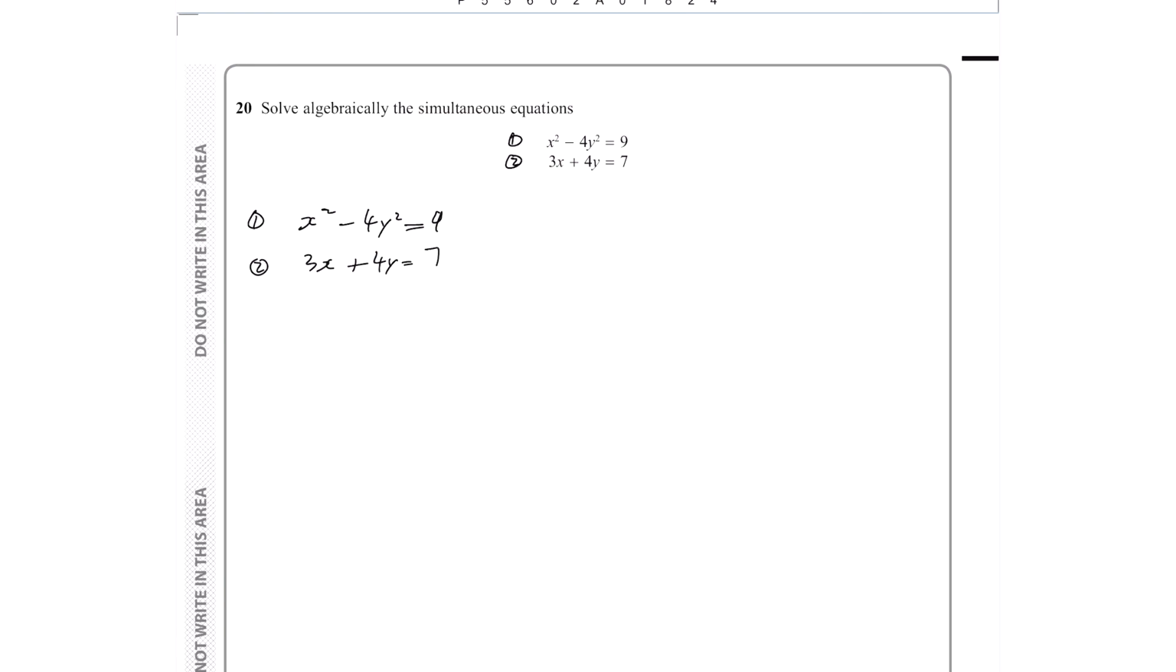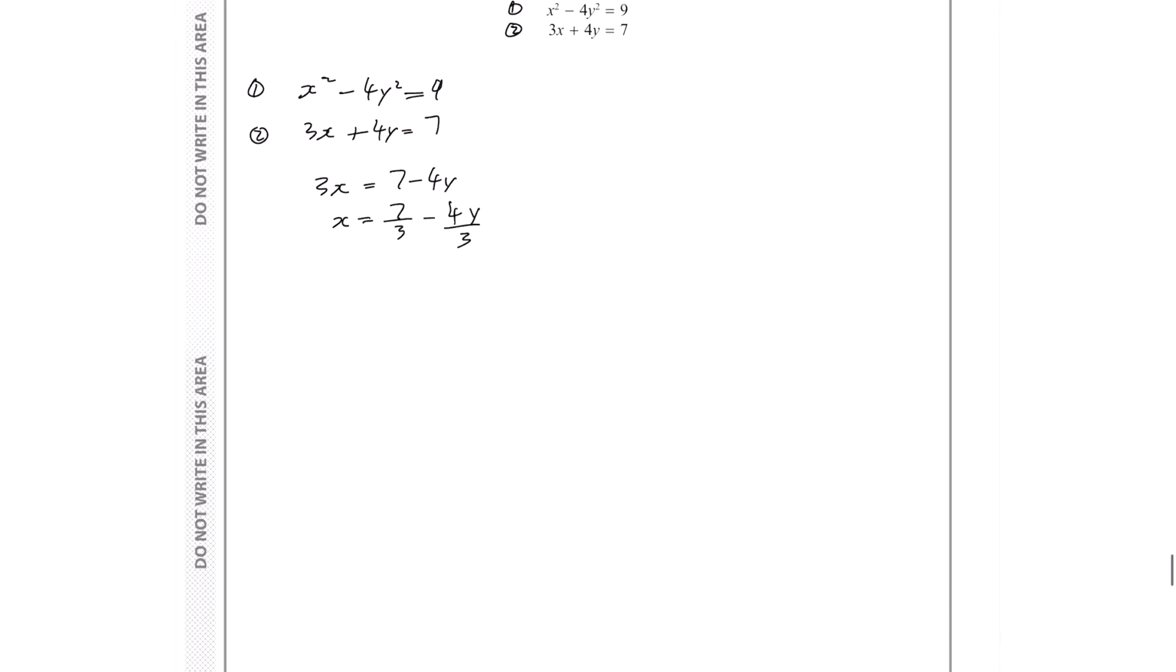So here I want to rearrange it for x or y and then substitute them in. So I'm going to rearrange this for x. So we have 3x is equal to 7 minus 4y, and x then becomes 7 over 3 minus 4y over 3. So now I've written it in terms of x, I can substitute this into equation 1. I'll keep writing the numbers because they're good reference. So we're now looking at equation 1, which is up here. I'm going to substitute x into there. So that then becomes 7 over 3 minus 4y over 3. Because it's squared, I'm going to write it out twice.